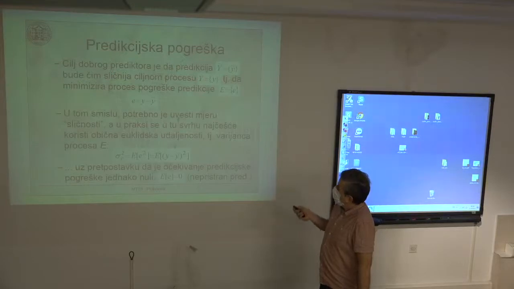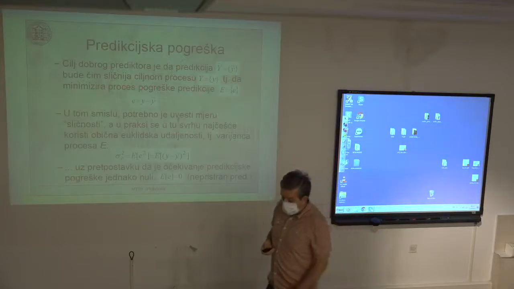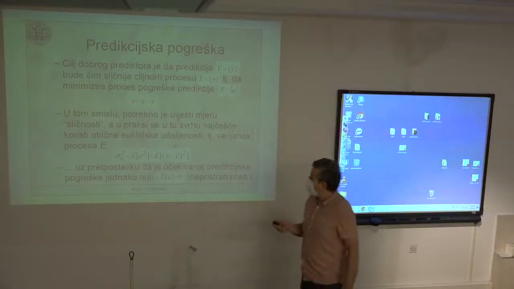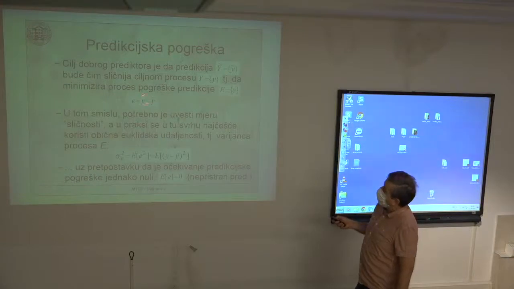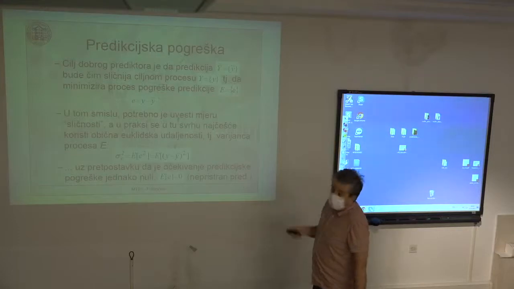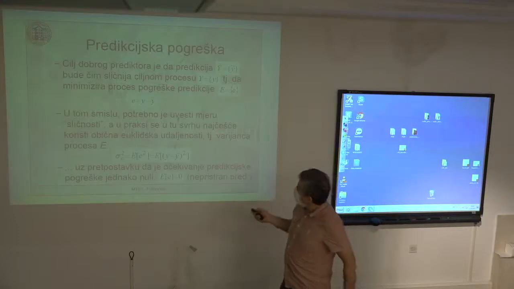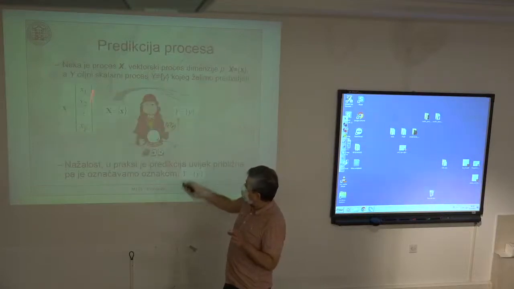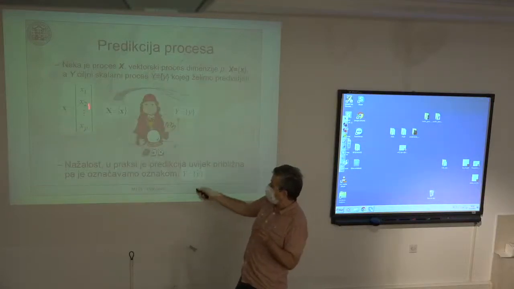Okay, so the goal of good prediction is that the prediction y tilde is as close as possible to the target process, and that actually means I want to minimize the prediction error. So this E is the difference between the actual target value and the predicted value, y minus y tilde. This is also a random process, because the source was a random process. It was a vector process.